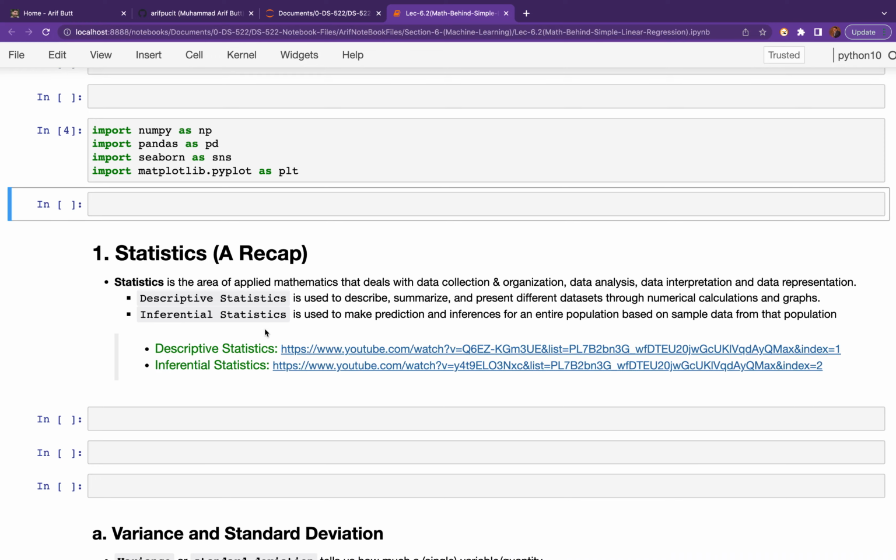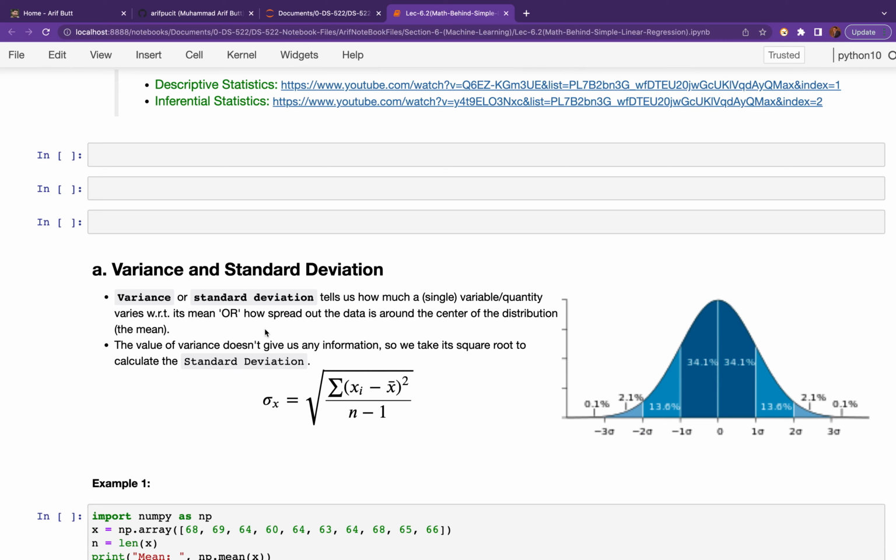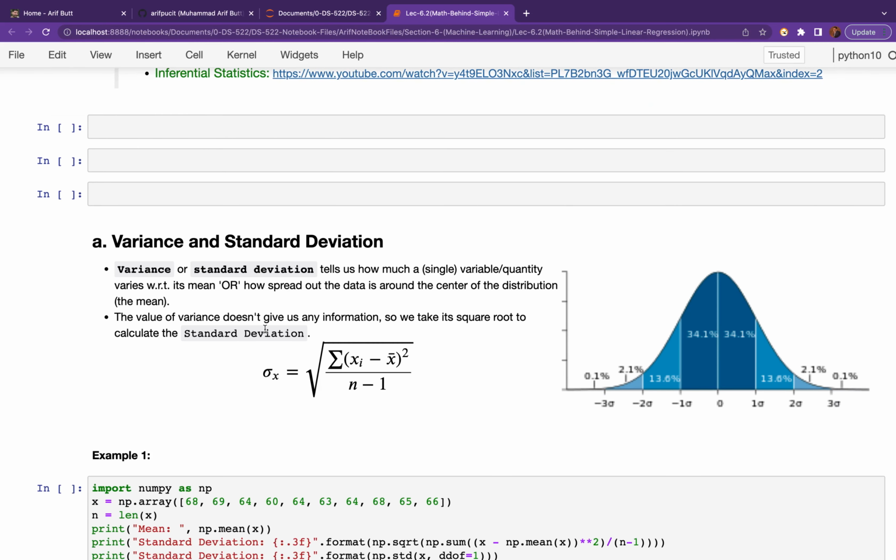Let us have a quick journey from variance to covariance and then from correlation to regression. So variance and standard deviation actually tell us how much a single variable varies with respect to its mean. It is calculated by taking the sum of the squared distances between the x values and the associated mean divided by the sample size. Over here, n is the total number of data points in a dataset.